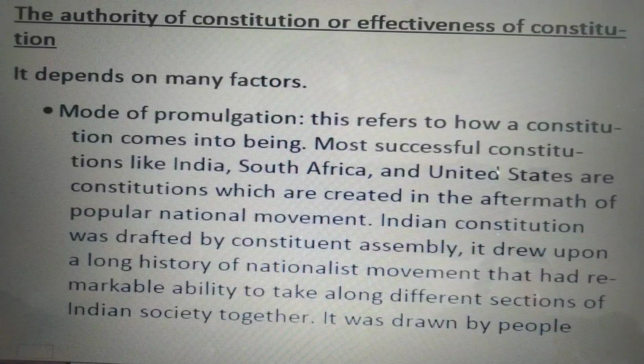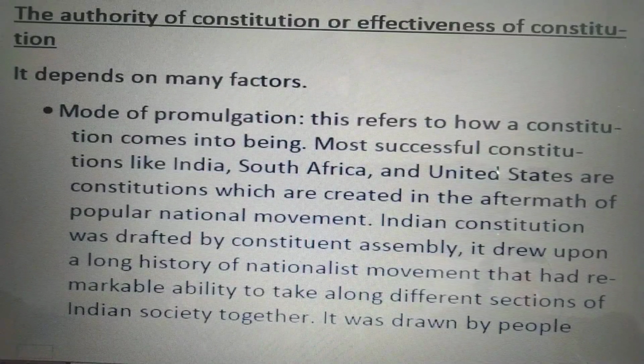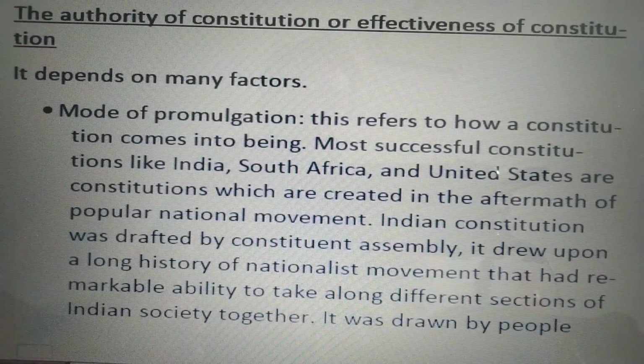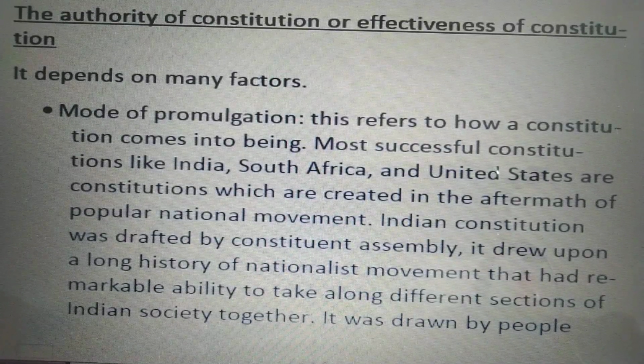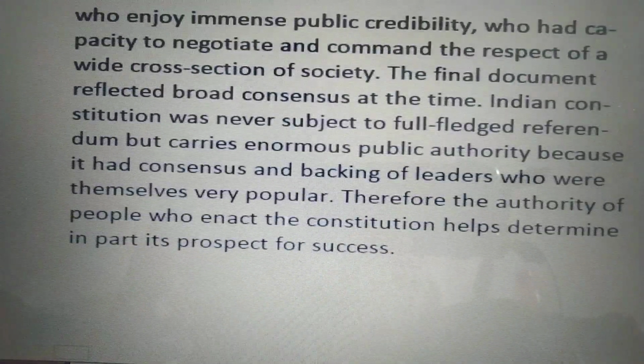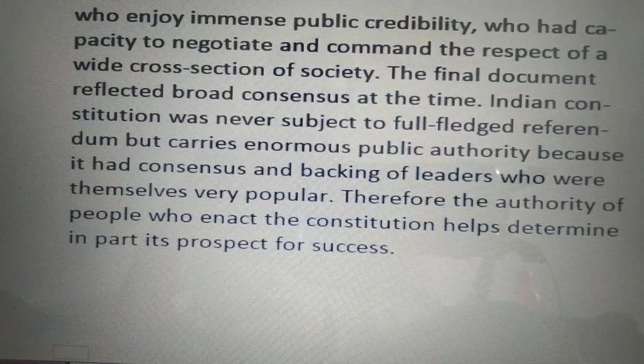In case of India, the Constitution was written by the Constituent Assembly, and all the major leaders who took part in the national movement were part of the Constituent Assembly, except Mahatma Gandhi, who was not part of it. These leaders were immensely popular among masses and they had the backing of masses. They had the capacity to negotiate and build consensus. That is why when the Constitution was written, it had the consensus of that time.